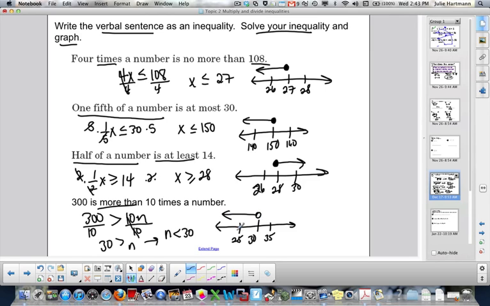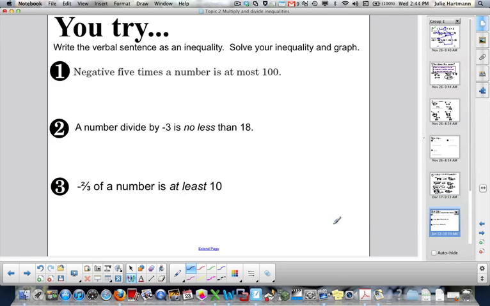Okay, so there's your verbal sentences as inequalities, inequalities themselves. A couple more you tries, and that's it for topic 2.